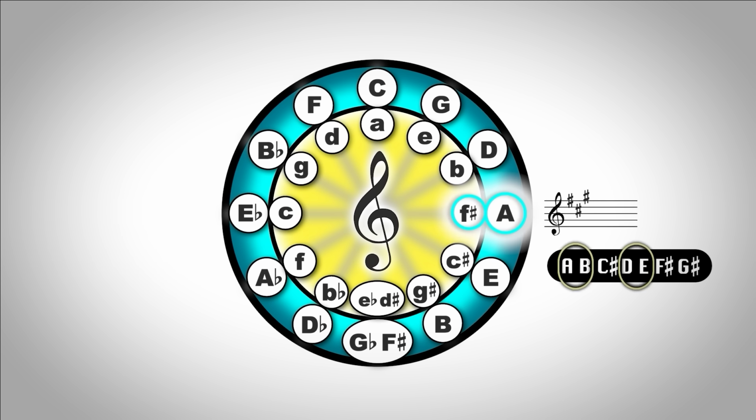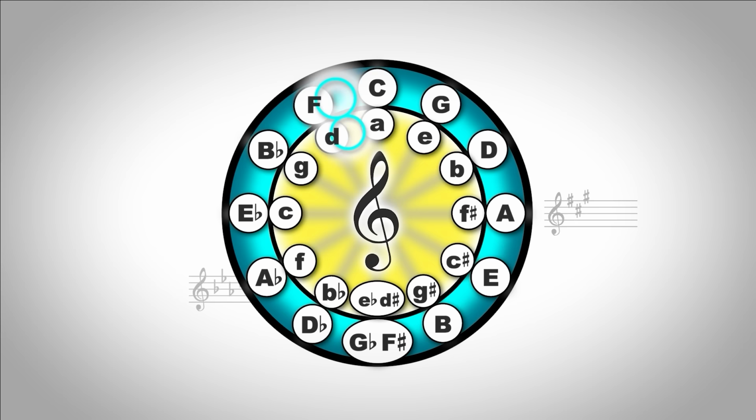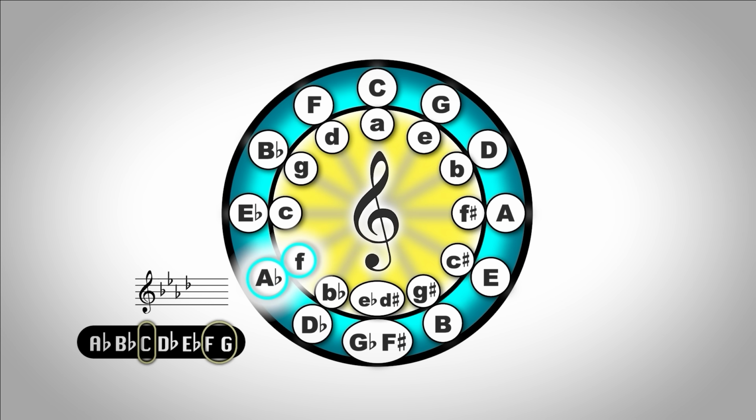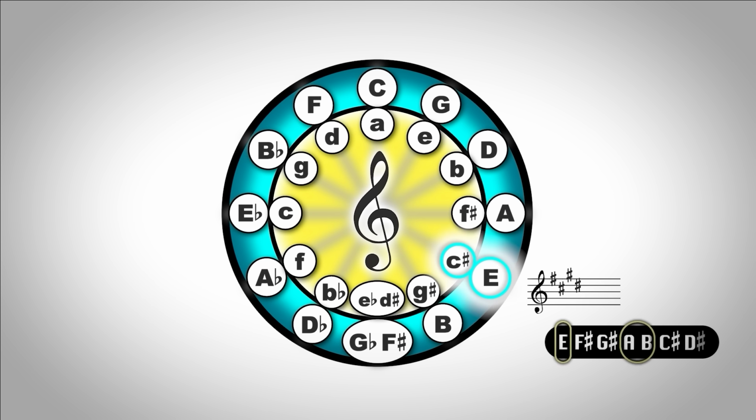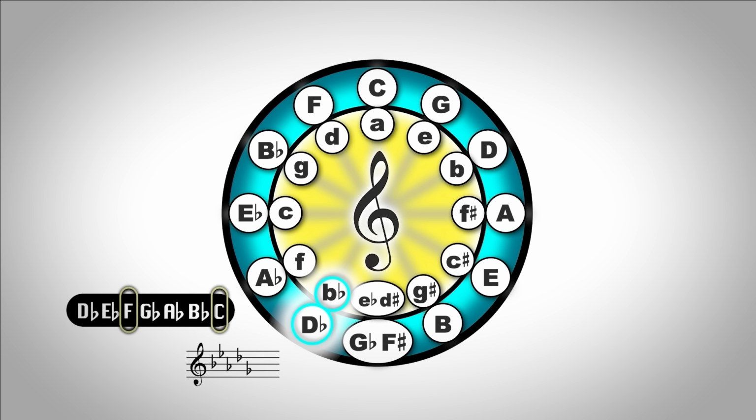Likewise, the third key on the right, the key of A, has 3 sharps and 4 natural tones. The key of A flat has only 3 natural tones to its 4 flats. The key of E has 3 natural tones to its 4 sharps. D flat is the 5th key on the left side of the circle, with 5 flats and only 2 natural tones.